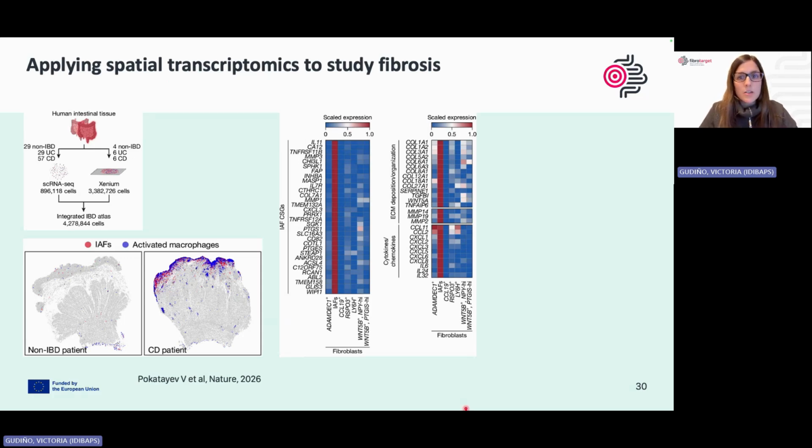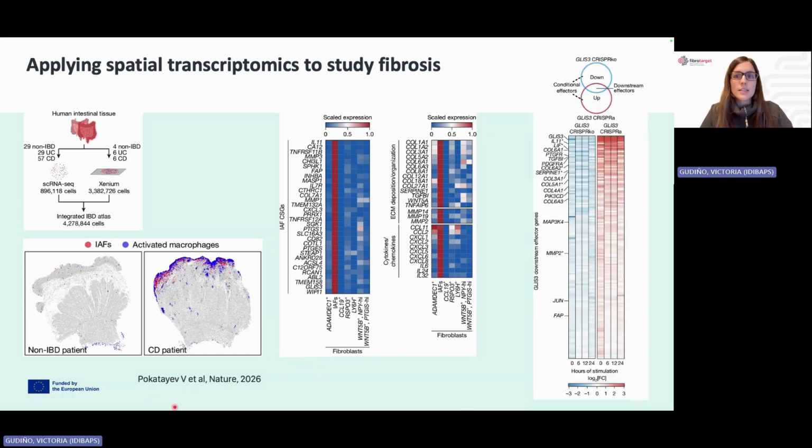Given the spatial colocalization of the inflammatory fibroblasts together with activated macrophages, they functionally validated the cellular signaling circuit involving the activation of the transcription factor GLIS3, and they identified that this factor is necessary to promote a pro-fibrotic and also pro-inflammatory gene program in these fibroblasts.